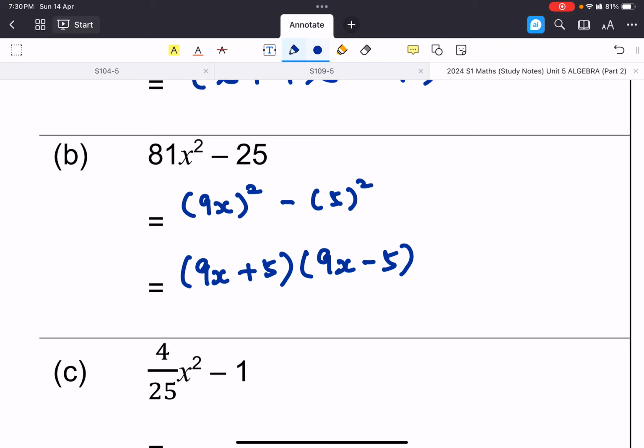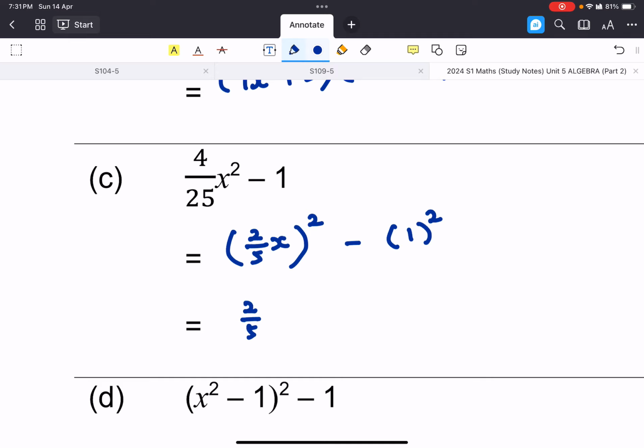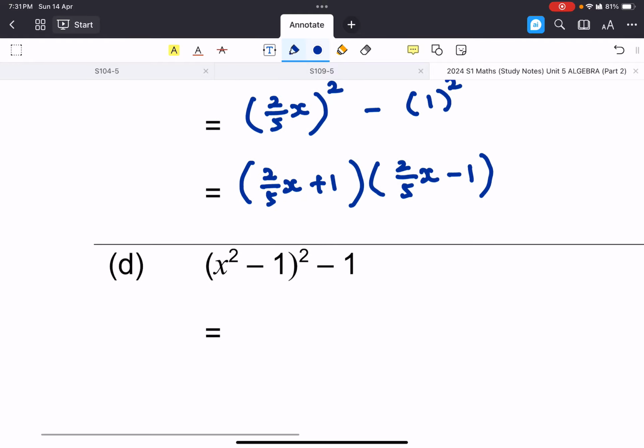All right. Now what happens if it's a fraction? No issue, right? Because I look at 4, I look at 25, they are all perfect squares. So this means that this is actually 2 over 5 x squared minus. Now here's the thing about 1, right? Sometimes we forget that 1 is actually the same as 1 squared. So this works, right? So this gives us 2/5 x plus 1 multiplied with 2/5 x minus 1. Exquisite, right?